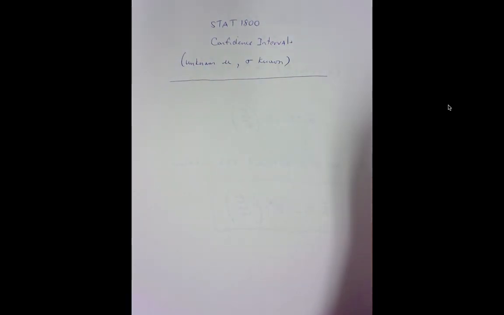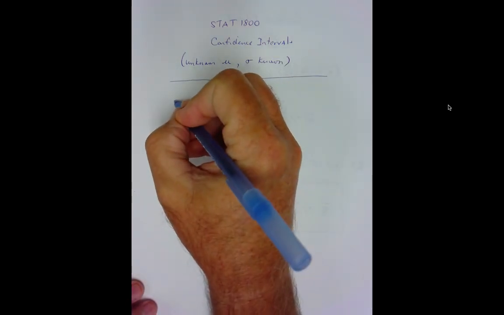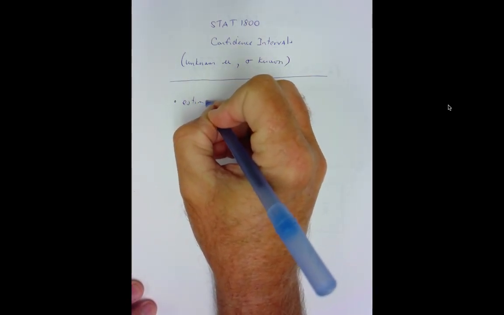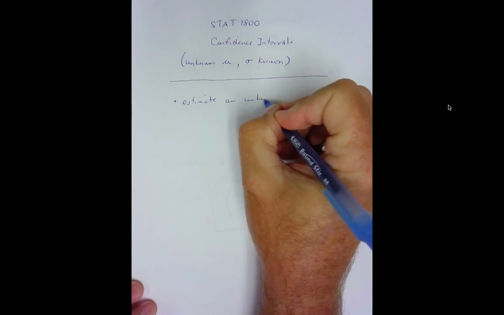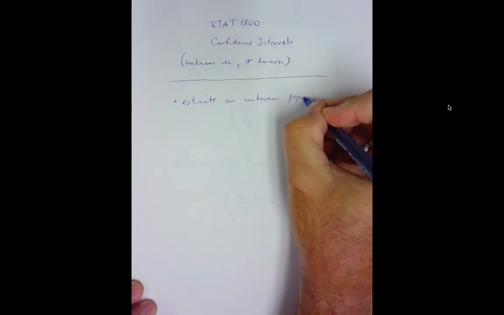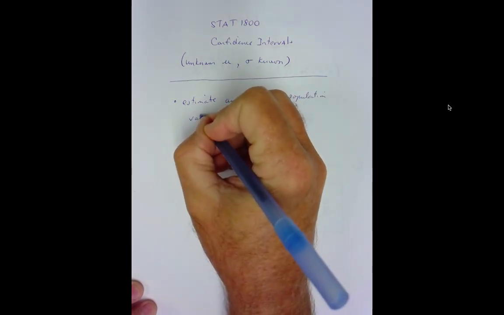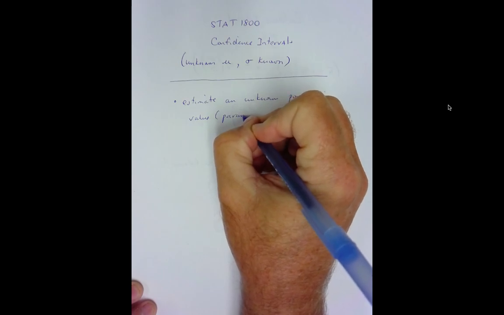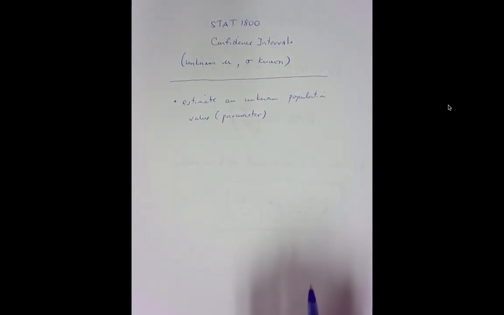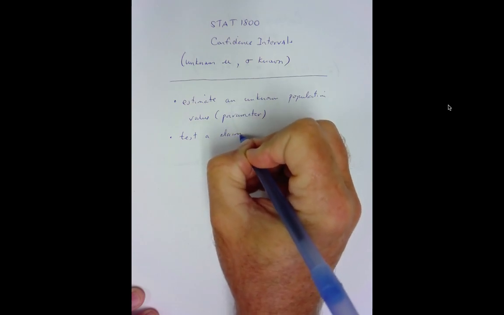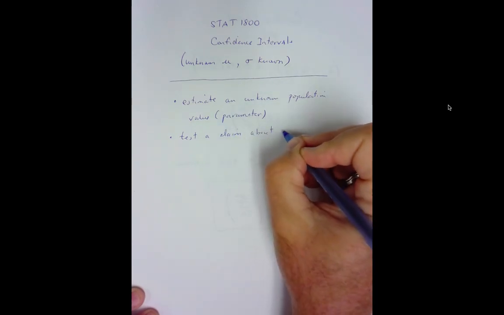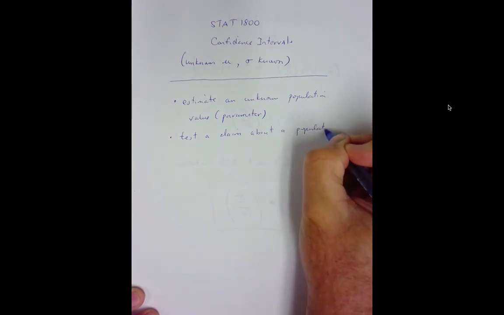Guys, a couple of things about confidence intervals. What do they do for us? As I mentioned in a previous video, they can be used to estimate an unknown population value. And this is called a parameter. So when we have a value from a population, it's called a parameter. So we can estimate an unknown parameter value from a population. We can also test a claim about a population value.